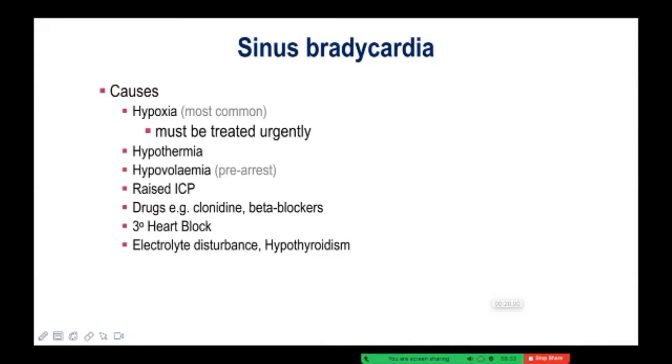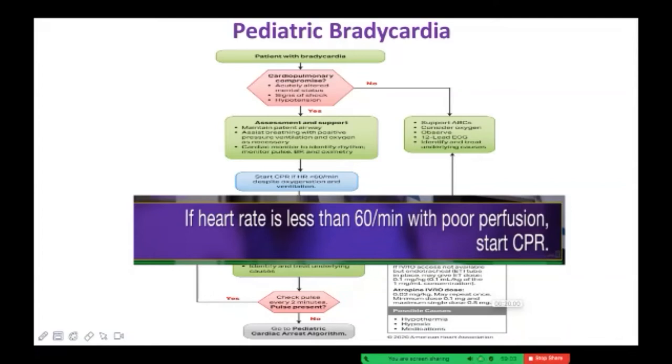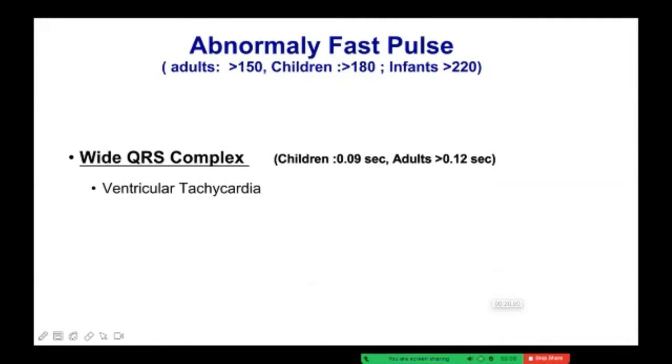Primary bradycardia due to heart blocks is not that common in children. So this is the pediatric bradycardia algorithm. Since it is due to secondary bradycardia, adequate oxygenation is key, and there may be a role for epinephrine. Atropine has a role only in primary bradycardia, that is heart block, or a vagal response. So again, if the heart rate is less than 60 with poor perfusion, despite adequate oxygenation, you have to start CPR.